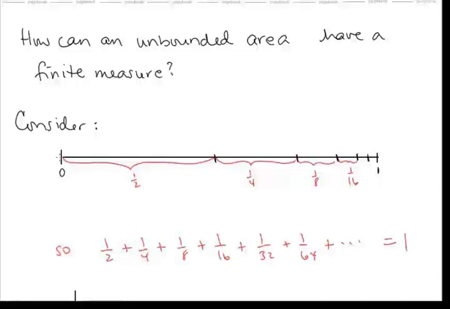If I start at 0 and go half the remaining distance, I'm going a distance of 1 half. Then if I go half that remaining distance, I'm going a distance of 1 quarter. Then half that remaining distance is a distance of 1 eighth, then 1 sixteenth, 1 thirty-second, 1 sixty-fourth, right? And we know that the sum of all these numbers is 1. So 1 half plus 1 quarter plus 1 eighth plus 1 sixteenth plus 1 thirty-second plus 1 sixty-fourth plus dot dot dot is equal to 1.